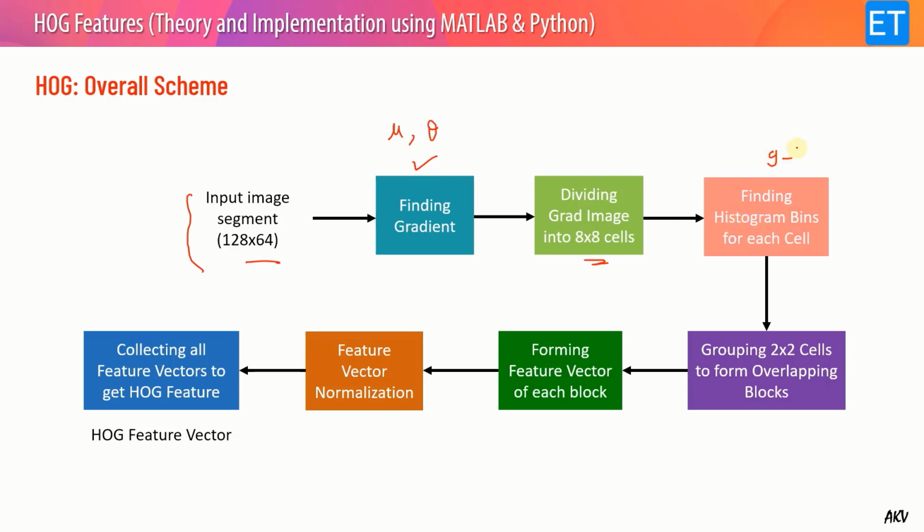We get a 9-point histogram from each cell, and then we group these cells in a 2 by 2 manner to form the overlapping blocks, and from each block we get a feature vector. So it's a 36-point feature vector, and then this feature vector is normalized in value, and from all the possible blocks in this image segment we collect all the feature vectors, and by concatenating those feature vectors we get the final HOG feature vector. So let's see these steps one by one.